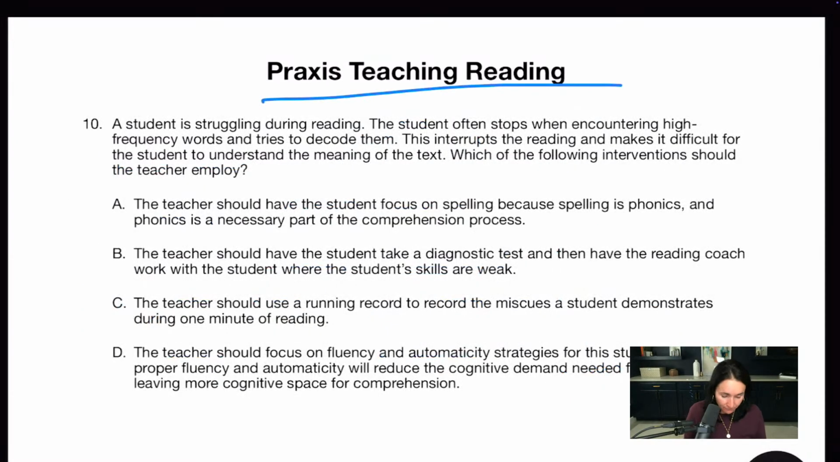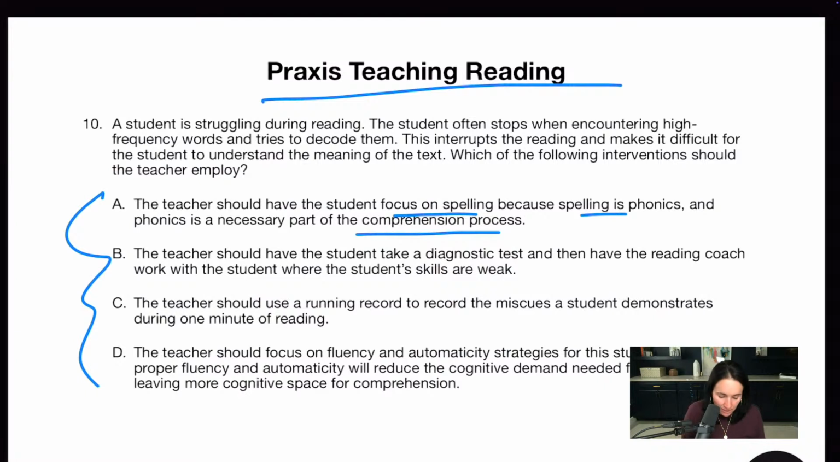One more, number 10 for teaching reading. This one has long answer choices. I love to work backwards on these. The teacher should have the student focus on spelling because spelling is phonics, and phonics is a necessary part of the comprehension process. Yeah, it is, although you're taking a jump from phonics to comprehension, but I don't hate A.